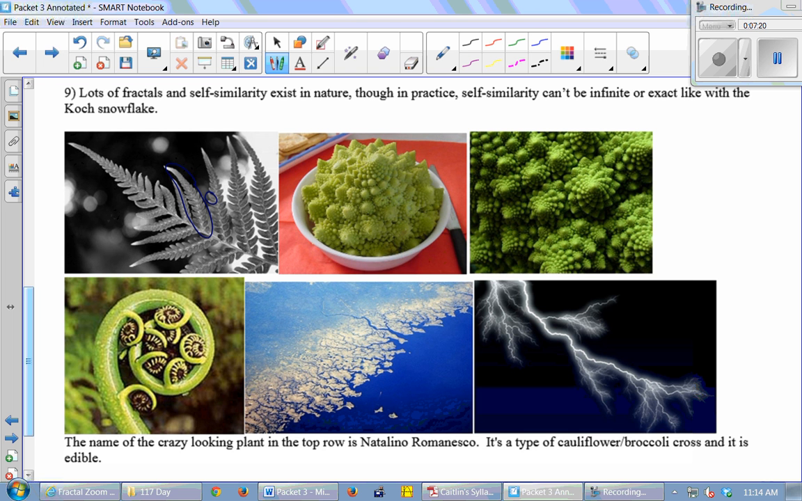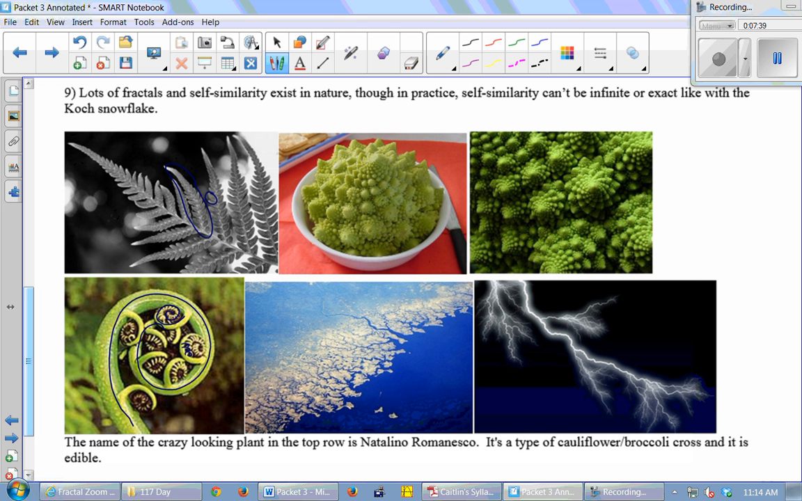This is called a Fiddlehead Fern. And so you can see, it's got one major spiral. And then it's got little tiny spirals that are miniature versions of the whole fern. And then on each little spiral is a little teeny tiny spiral that is a miniature version of the whole fern.